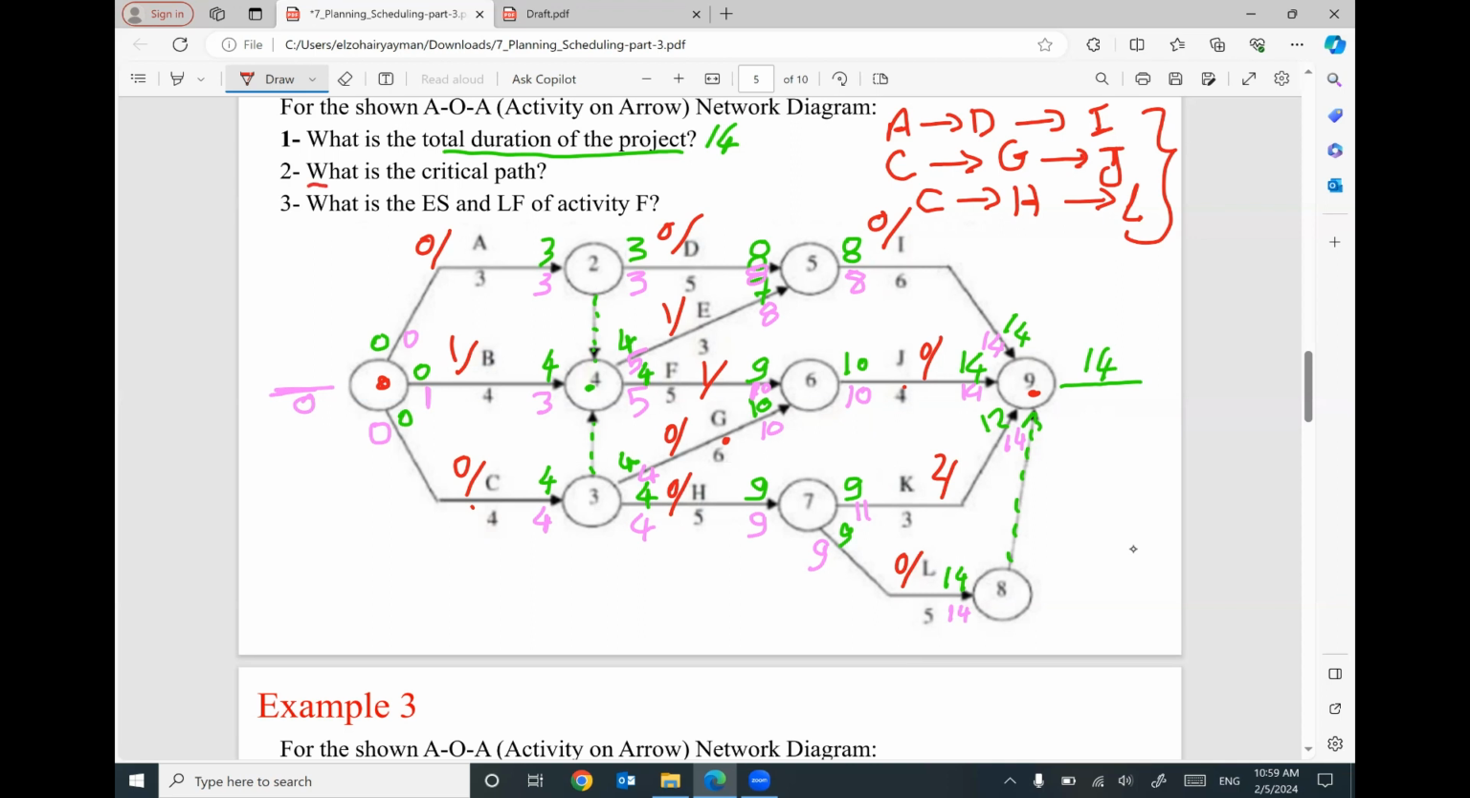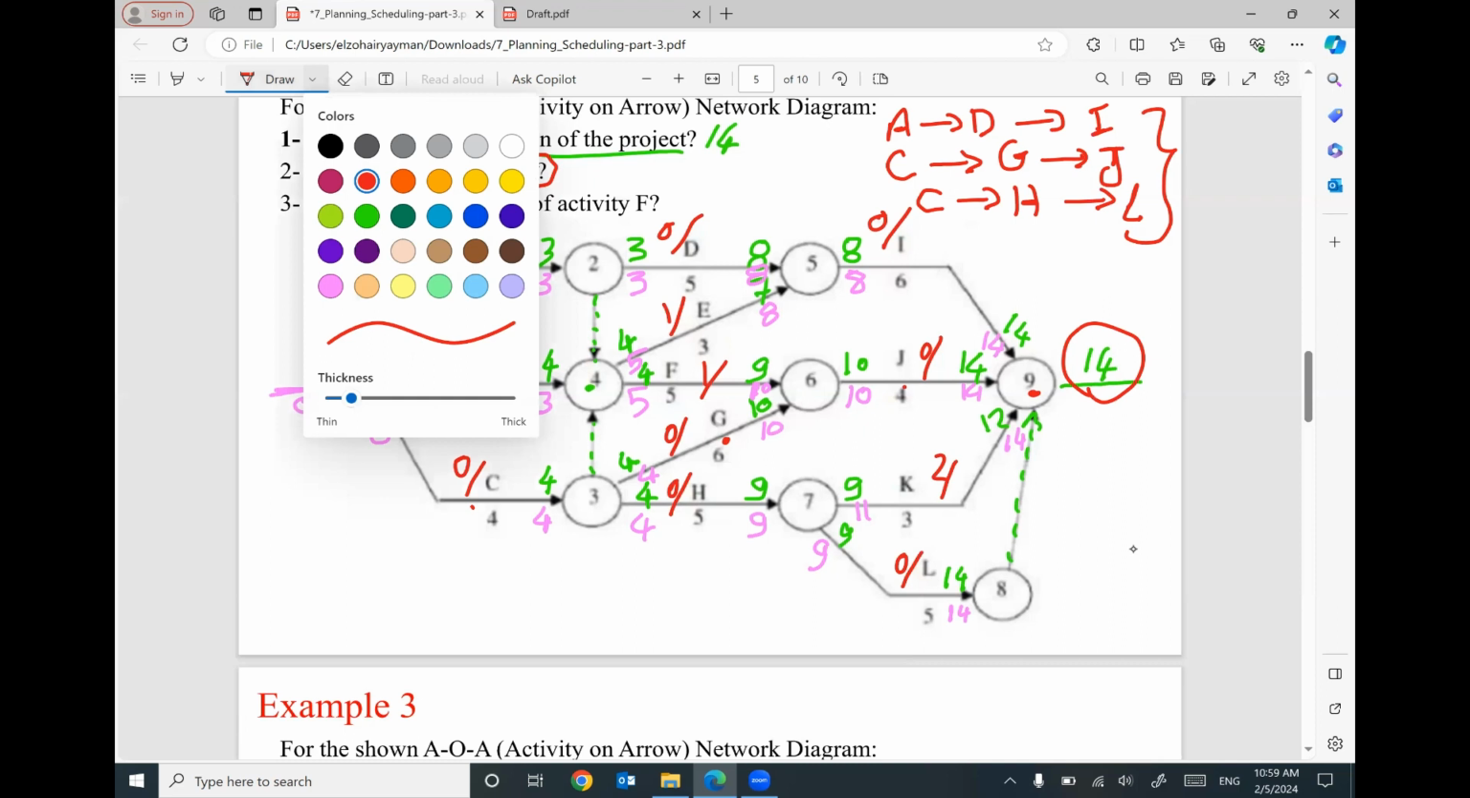So minimum, we have one critical path, but sometimes we have more. If you have more critical paths, that means the time is very important, very critical, because any delay in one of them you will find a delay in the final duration of the project.